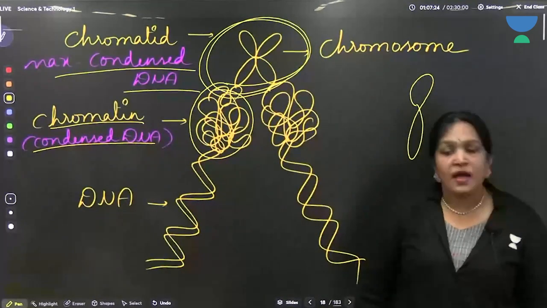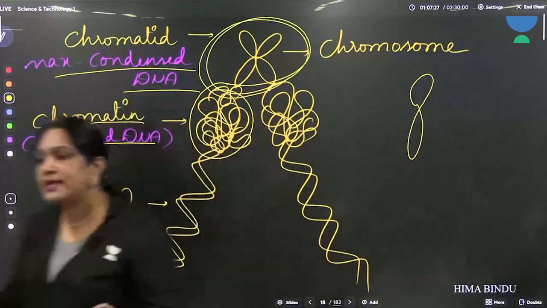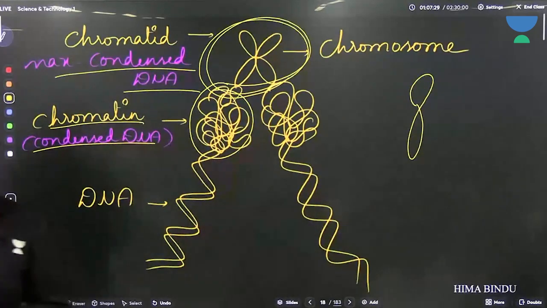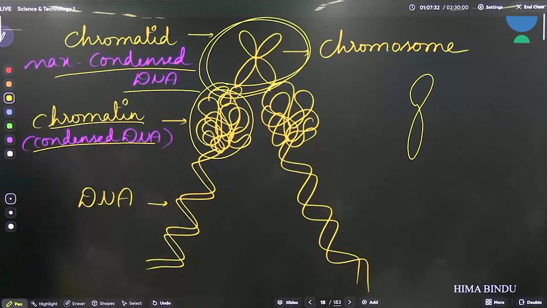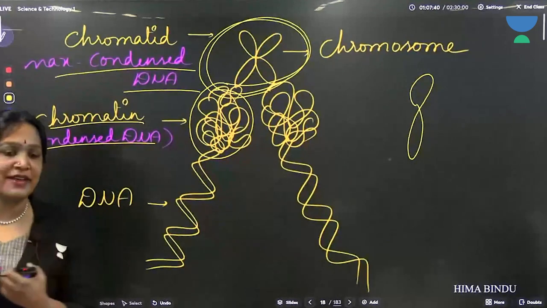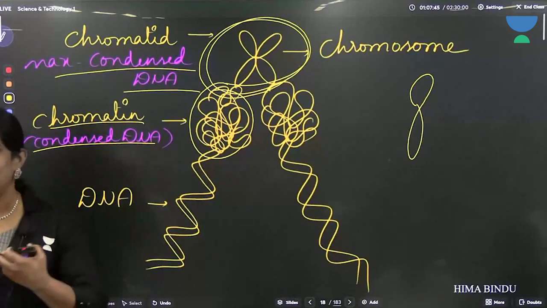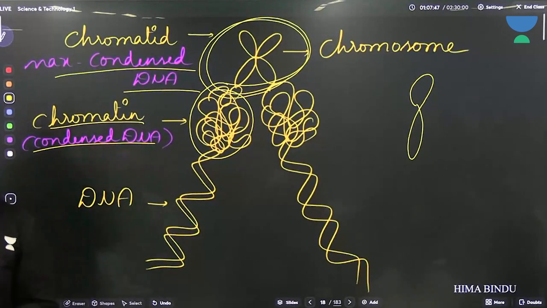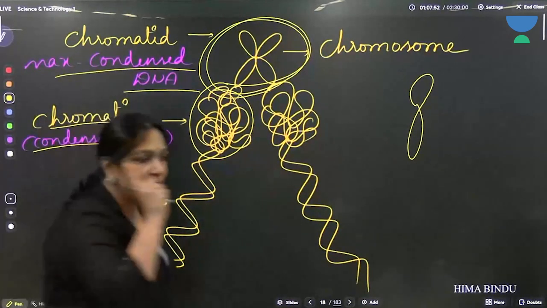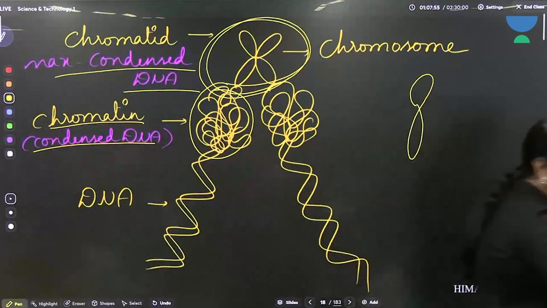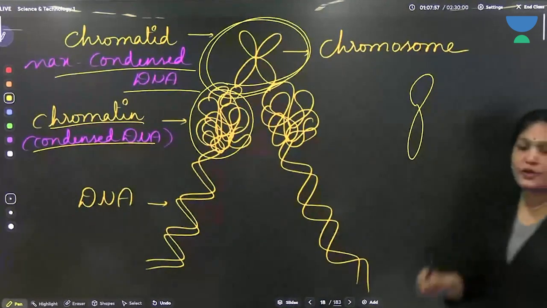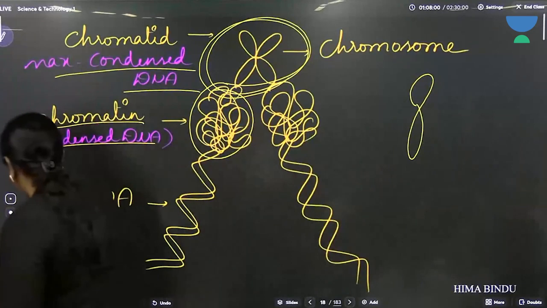Very good, 2 chromatids. अगर 2 chromatids है तो कितने DNAs होगा? How many DNAs? 2. Okay, because see, one loose wire became one coiled wire. So one DNA will become one chromatid. So when you have 2 chromatids, you have 2 DNAs. Is it clear?